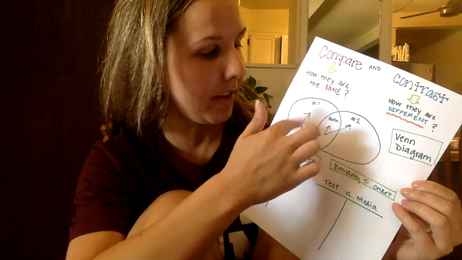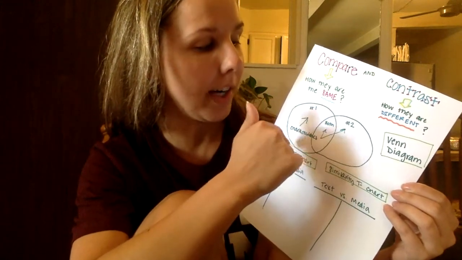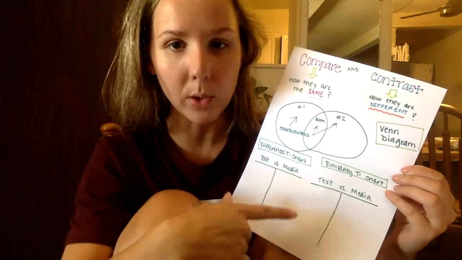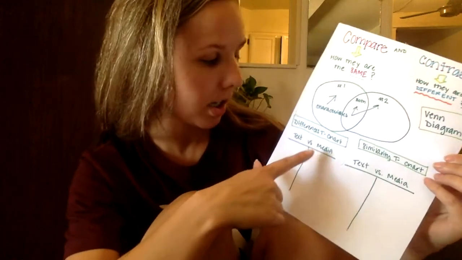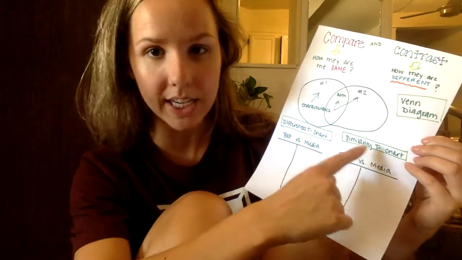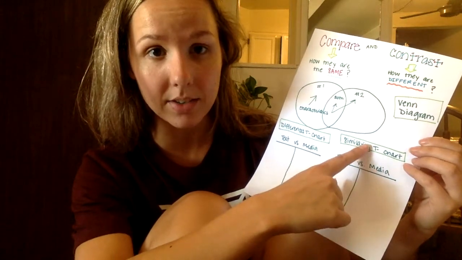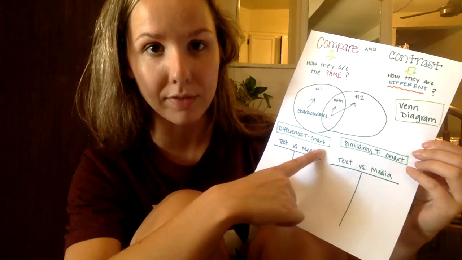And I would have a Venn diagram on the board showing how things are the same, how they are different, and then the both category. And then you can also do a T-chart, and I could do text versus media, the things that are similar, and then the things that are different.